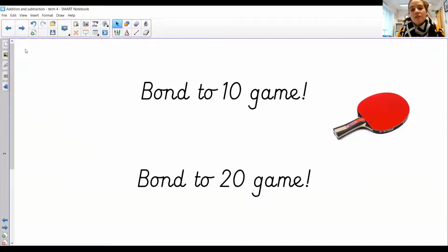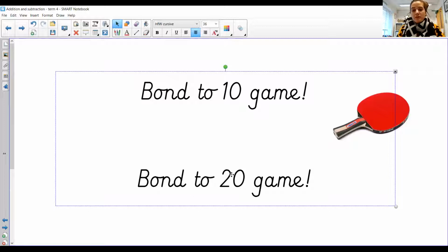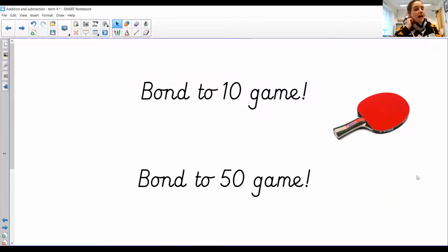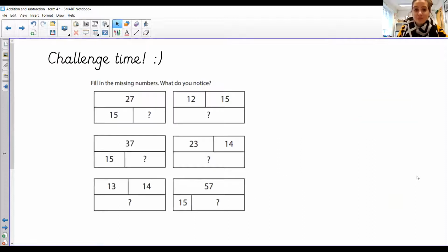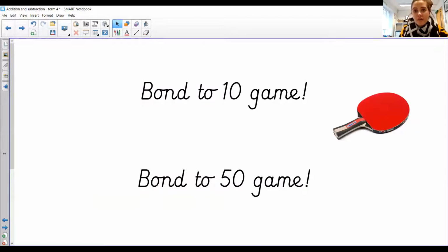Okay, so doing our bond to 10 game, and I've got bond to 20, but really we're going to do this right up to 50 today. So if we know that 5 and 5 is equal to 10, do we know that 25 add 5 is 30, that 45 add 5 is 50? So remember, have a practice with those and then come back to me when you've finished. Well done, everybody. I'm hoping that we really should be so quick and fluent with those facts now. That's our challenge for later on.